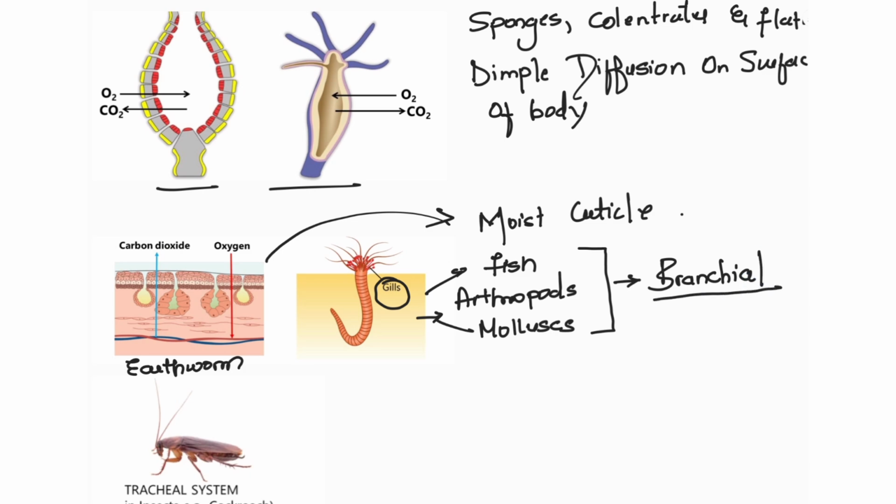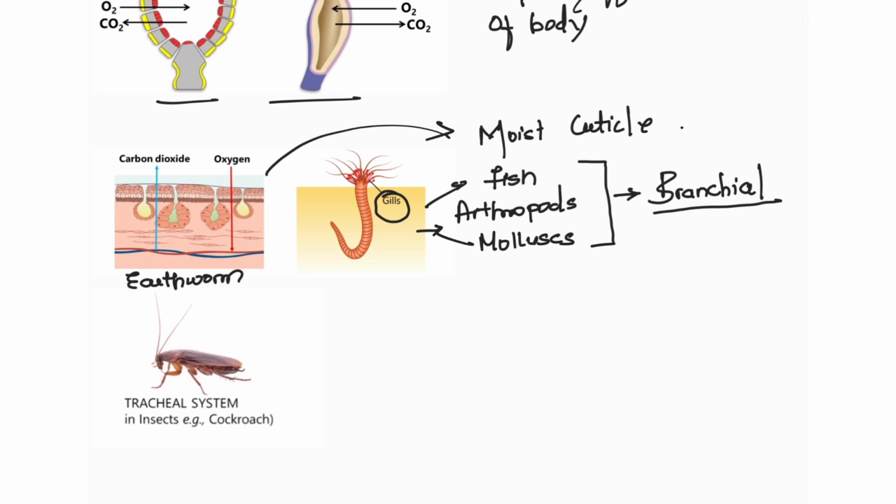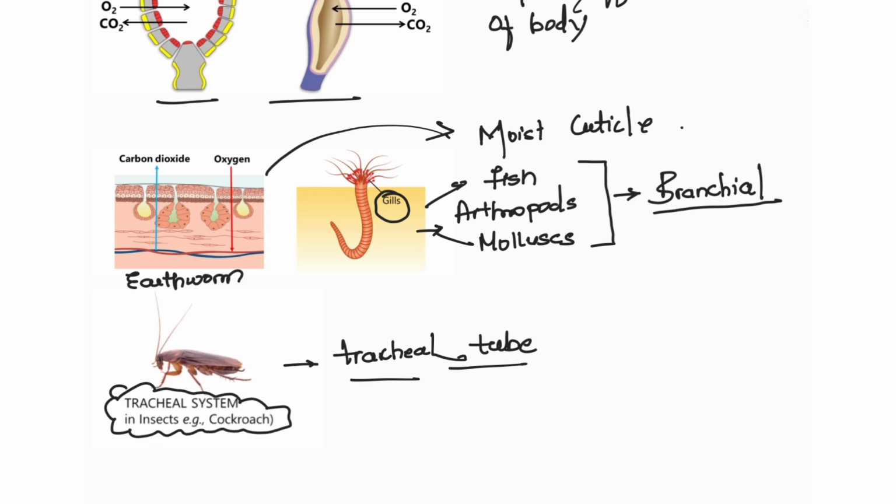Very, very important. Next, insects. Insects do not have a proper respiratory system. They have tracheal tubes for the process of respiration. Hence, they respire through the tracheal system.